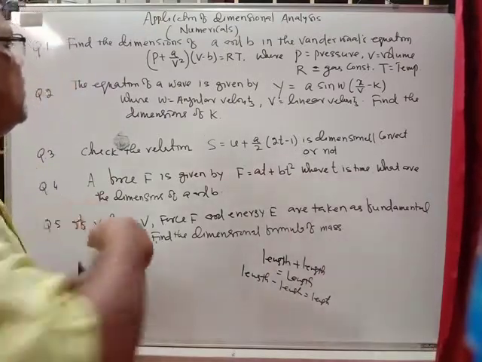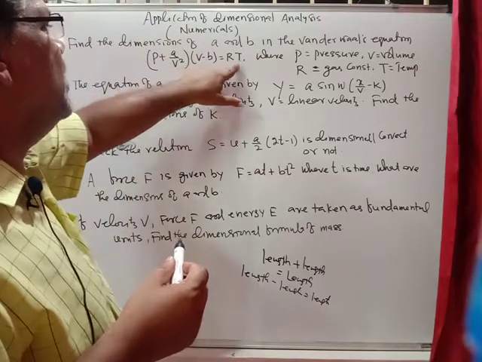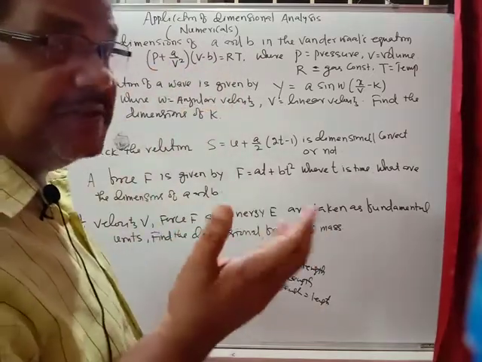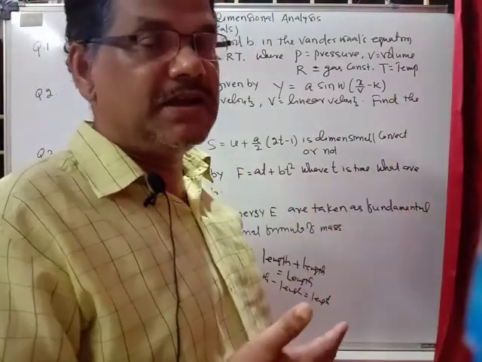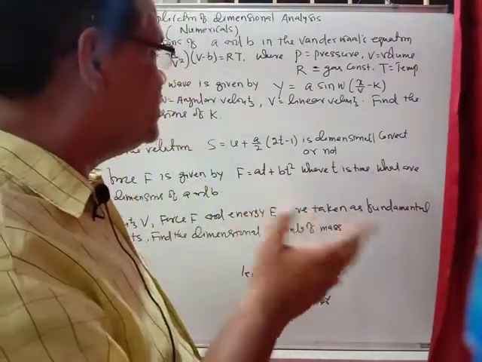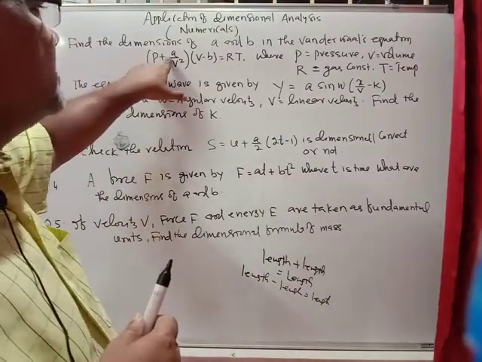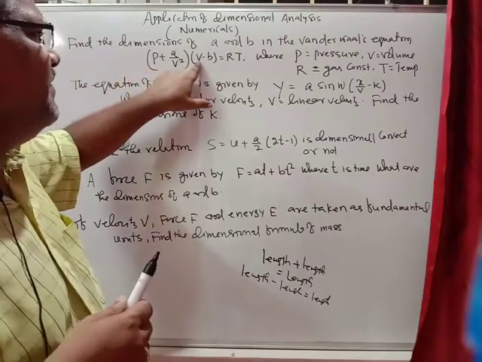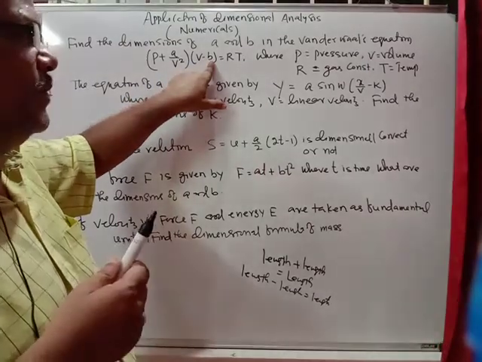Here we have (P plus A by V square) into (V minus B) equal to RT. You could multiply and open it, and apply the homogeneity principle, where the dimensional formula of all the terms on either side will be the same. That process you can do, but I don't want to, because the question is asking for the dimensional formula of A and B. So immediately, V is the volume physical quantity, and minus B, B is what we don't know.